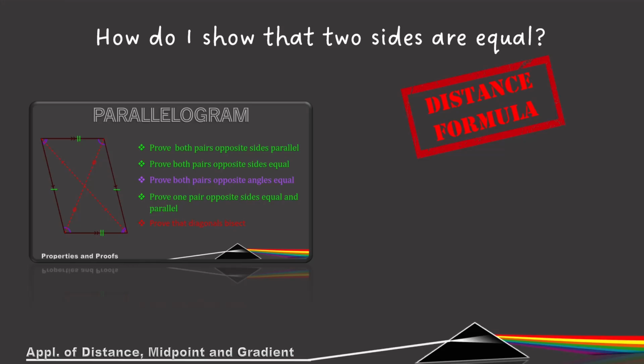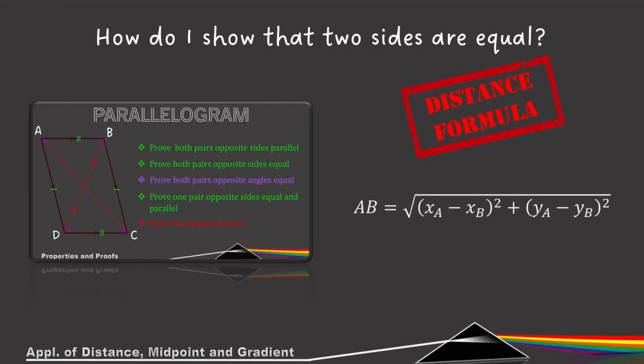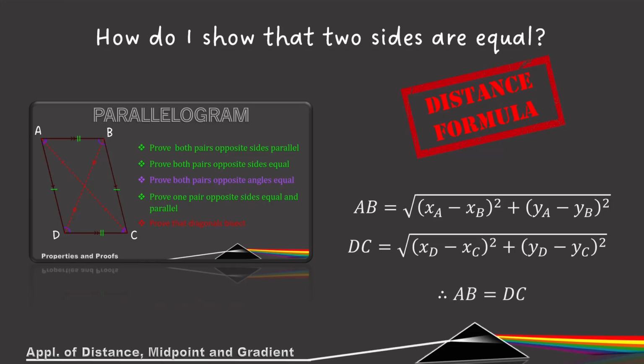And then you've done your proof. So if we name our parallelogram ABCD, to find the distance of AB, we substitute that in the distance formula, and we take the opposite side, DC, and find the distance of that side, put it in the distance formula, and then we can conclude that AB is equal to DC. And we conclude our proof by also adding that ABCD is a parallelogram.